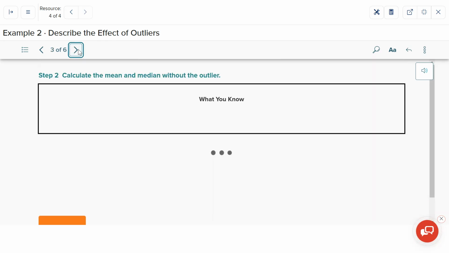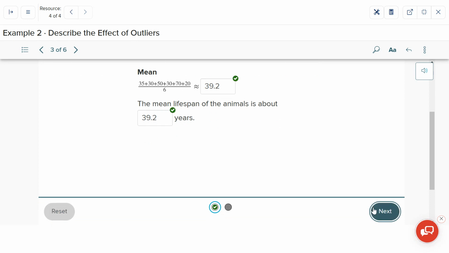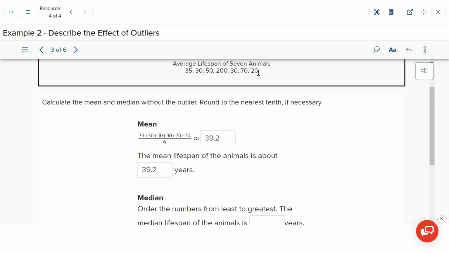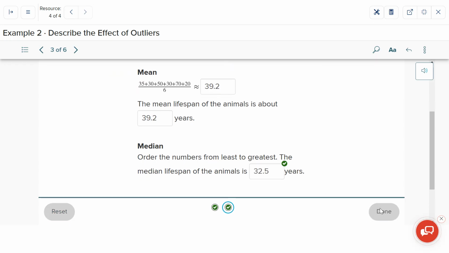Okay. So then if we take out that 200, we can see that our mean changes to about 39.2 years, because we're rounding, that's why we're using about. And this time our median is going to be, we've got 20, 30, 30, 35, 50, 70. So we're going to have in between 30 and 35, which will be 32.5. Is that right? I'm not crazy.